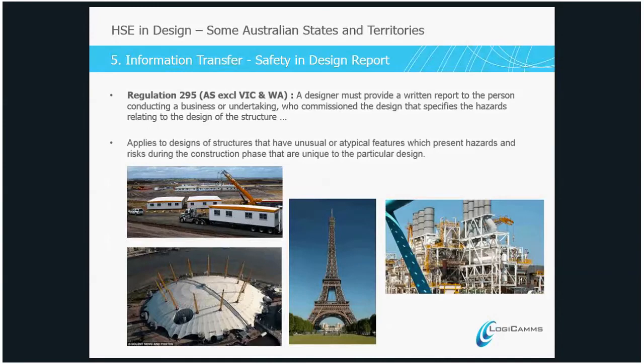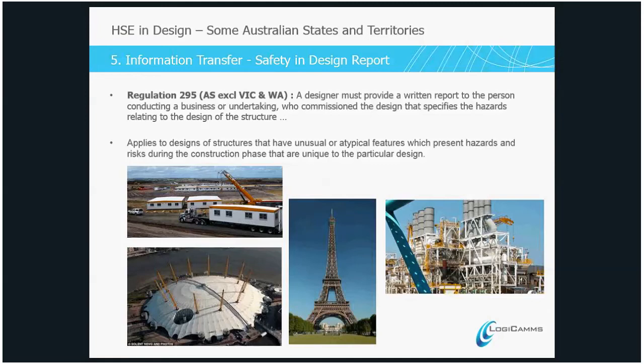Under the transfer, there is one particular requirement under regulation 295, which talks about the requirements of the designer. The designer must provide a written report to a person conducting a business or undertaking who commissions the design that specifies the hazards related to the design of the structure. The only part in the Act or regulations that mentions a written report is for structures, and it only applies to design of structures that have unusual or atypical features which present hazards and risks during the construction phase that are unique to the particular design.